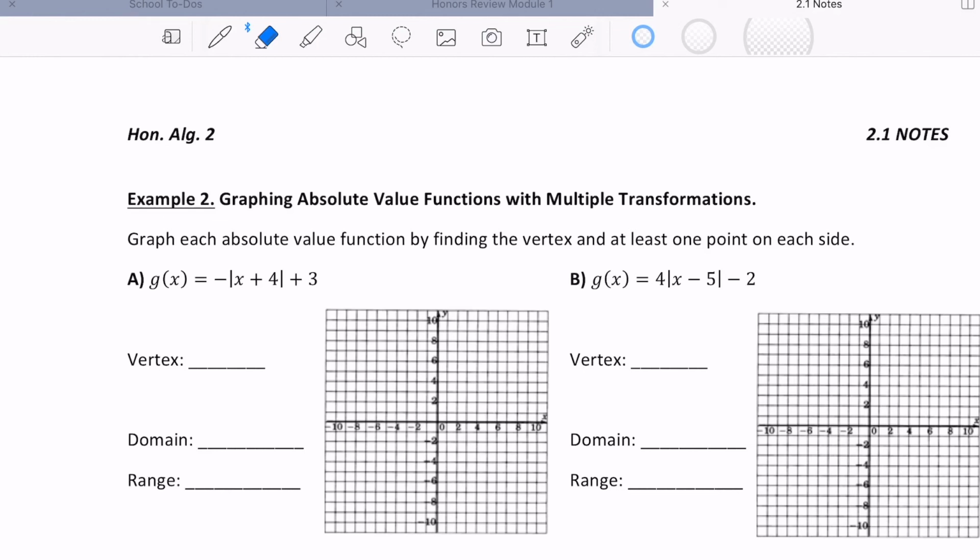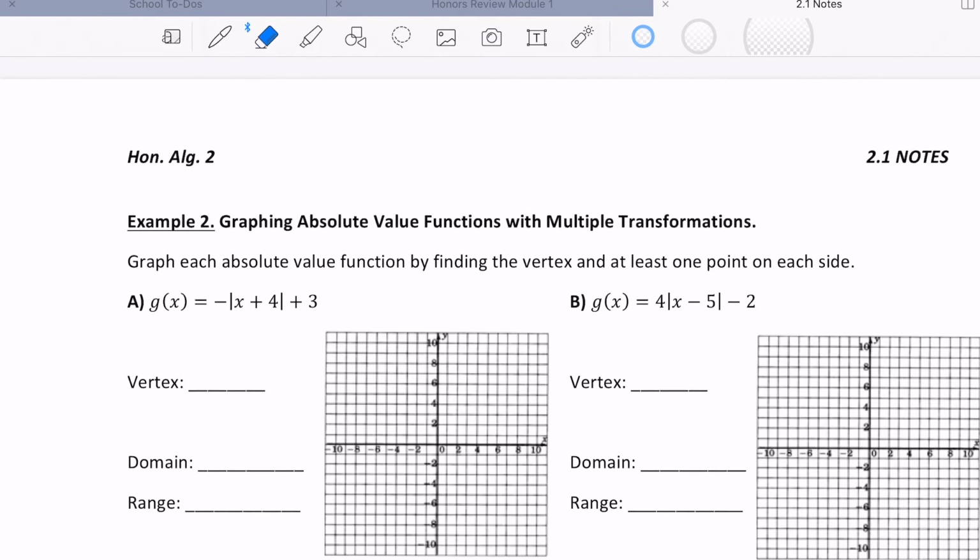Let's talk about how to graph absolute value functions when we have more than one transformation occurring at the same time. Okay, we're going to graph by finding the vertex and one point on each side. So our first problem is negative absolute value of x plus 4, plus 3.